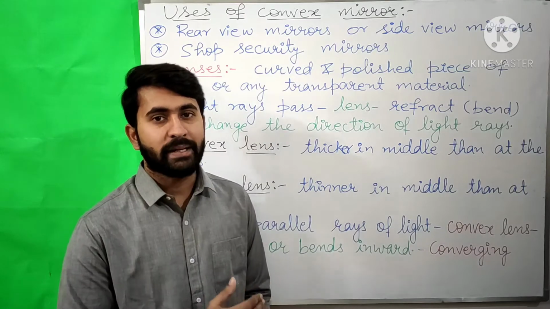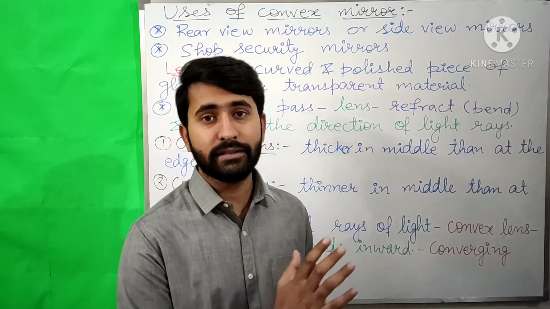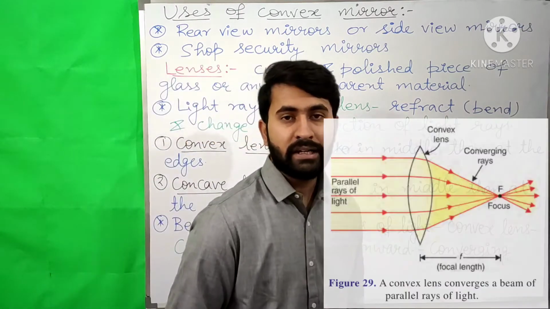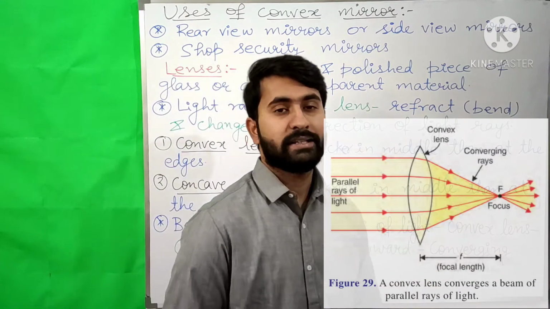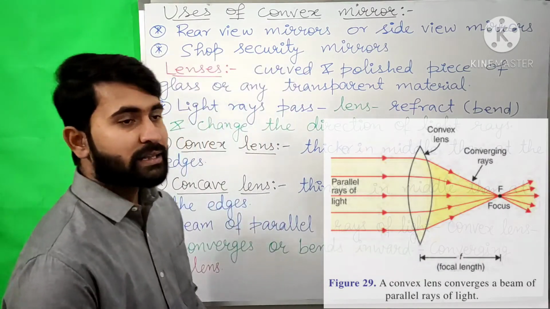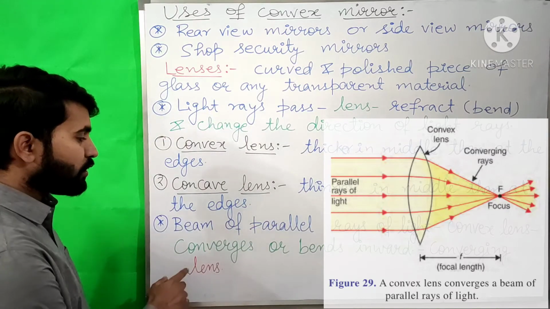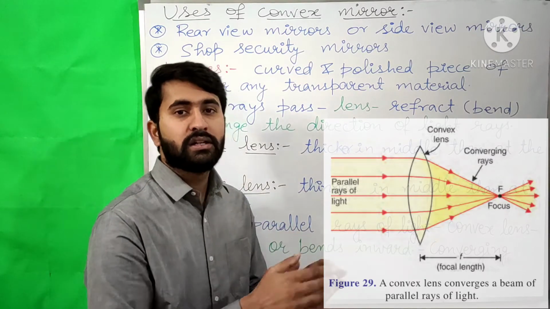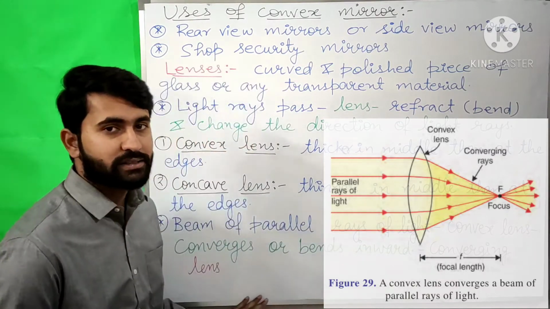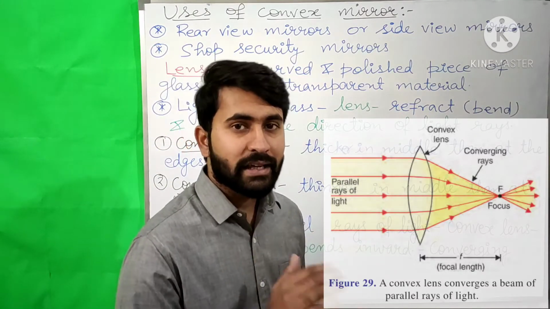Lenses are generally made up of glass and they are transparent, so we can easily see through a lens. Suppose a beam of parallel rays of light falls on a convex lens. Then we will see that after passing the convex lens, the parallel beam of light rays bends inwards, or we can say it converges. So the convex lens is a converging lens. It means that the convex lens bends the light rays inwards.